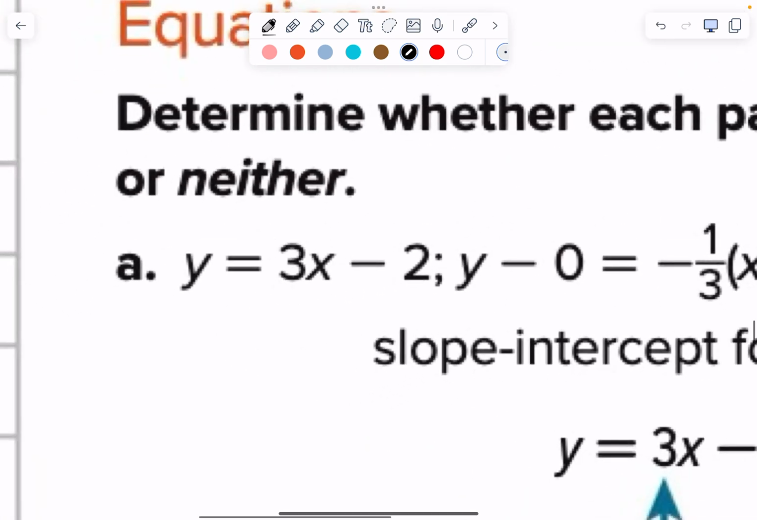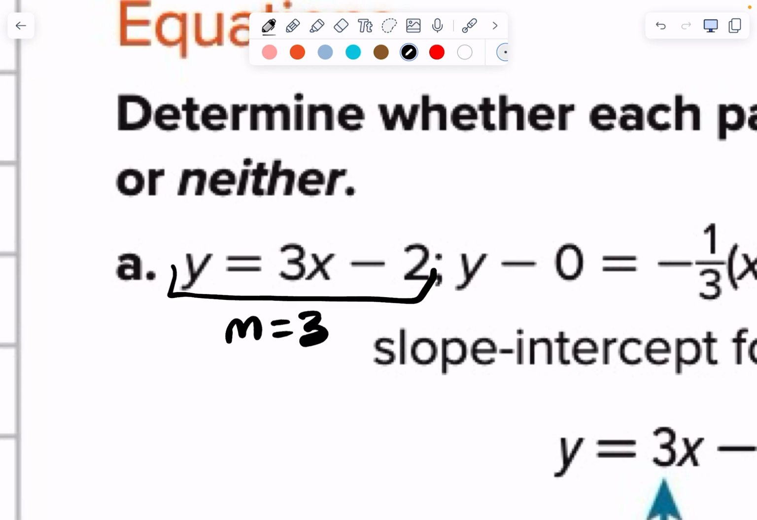All right. This guy is in slope-intercept form. y equals mx plus b. That's what I want, right? m is the slope. What number is the slope? 3. The slope is 3, okay? If these are parallel, this one will also have a slope of 3. If they are perpendicular, he will also have a slope of negative 1/3. Let's see what he does.